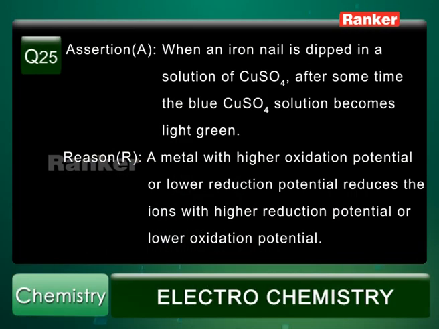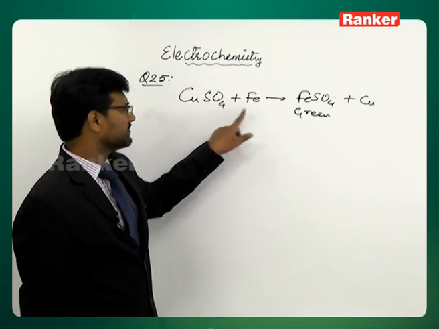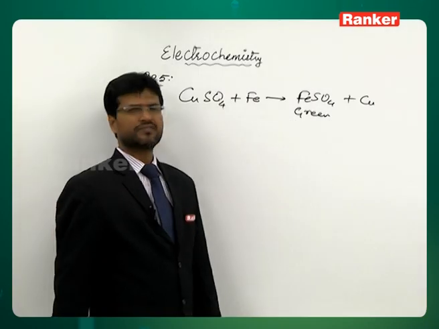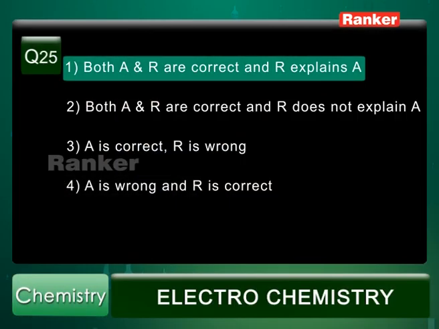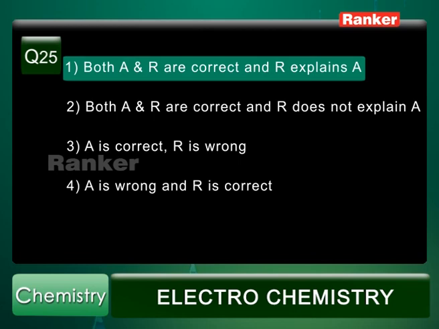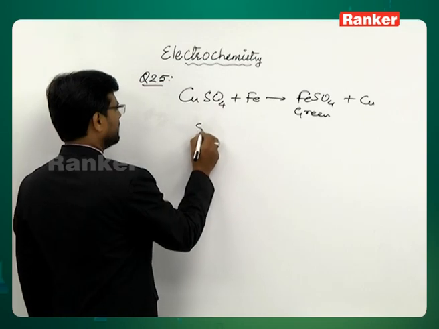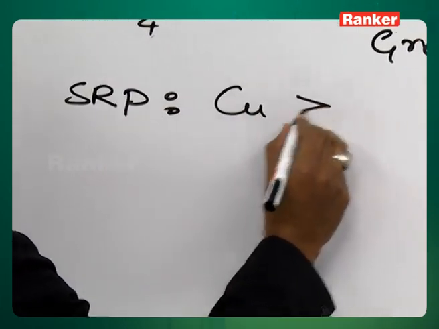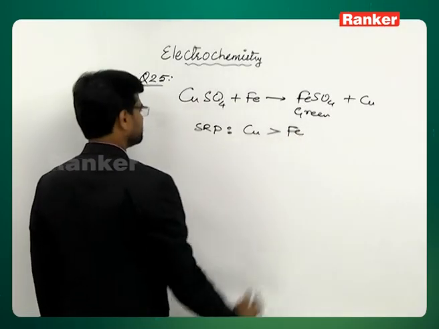A metal with higher oxidation potential or lower reduction potential reduces the ions with higher reduction potential or lower oxidation potential. This is also correct. Fe, which has higher oxidation potential, will reduce copper, which has higher reduction potential. So, you can say the correct answer is first option, that is both A and R are correct, and R explains A on the basis of reduction potential values. Remember, SRP, standard reduction potential of copper, is greater than iron.